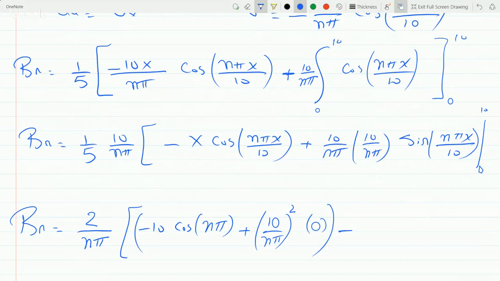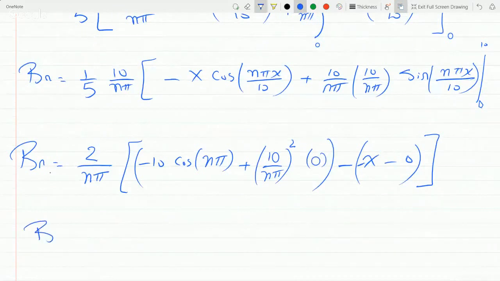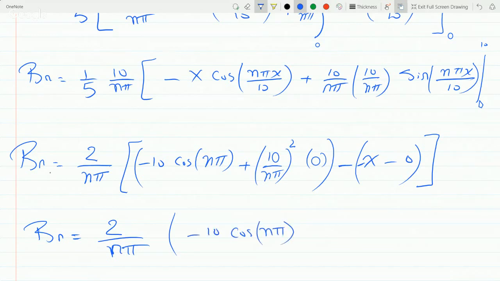Now plug in 0 here, you will get x cosine 0, that's just 1, minus, so minus minus. Actually, let's put another bracket so we don't get the signs confused. So that's minus x. And then here, if you plug in 0, sine 0 is 0, so this whole term will go away, so you're going to get minus 0. Okay, and so simply this turns out to be a fairly simple expression. 2 over n pi times minus 10 cosine n pi, plus x.